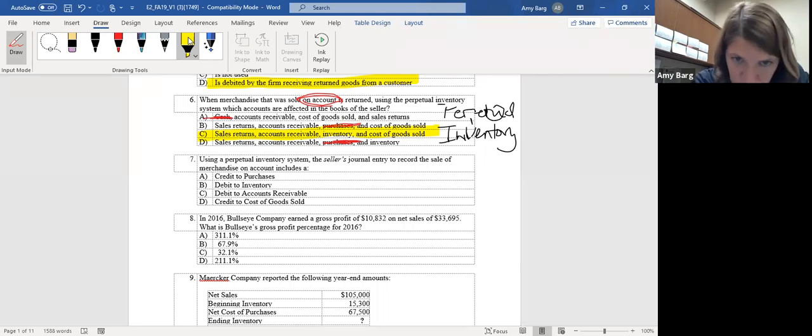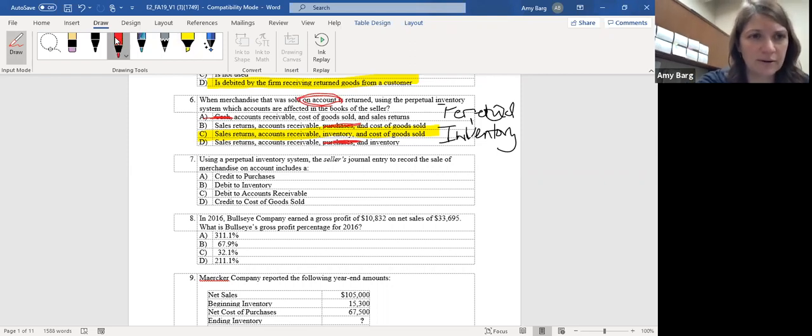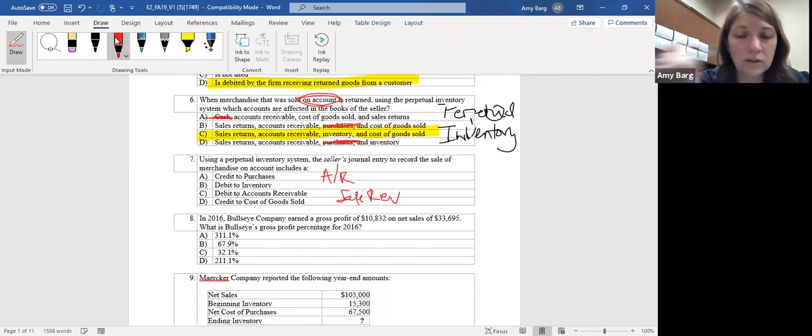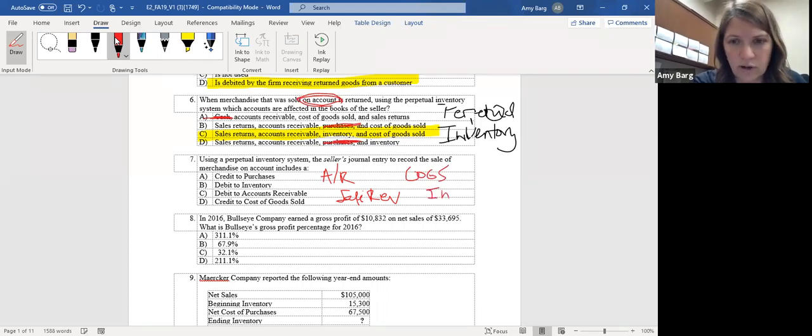Using a perpetual inventory system, the seller's journal entry to record the sale of merchandise on account includes, so if we are selling something on account and we are the seller, we record an accounts receivable and we record sales revenue. And then we also have to remember to update our inventory when we make a sale. So we have the cost of goods sold that gets debited and inventory that gets credited.